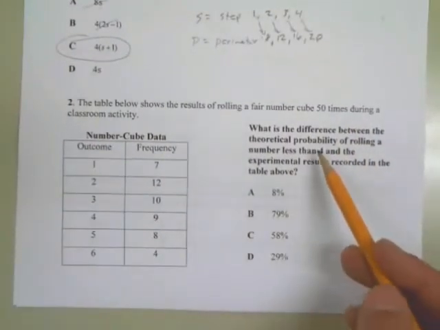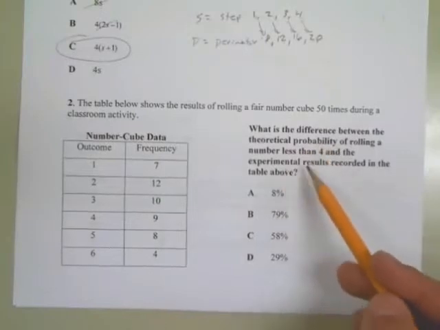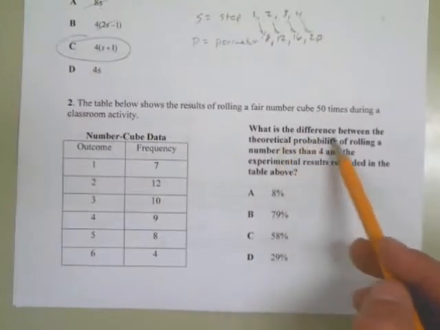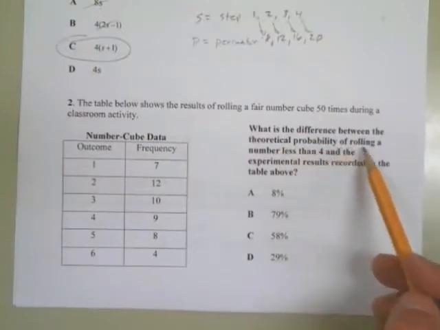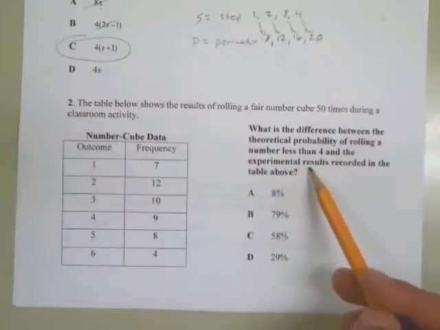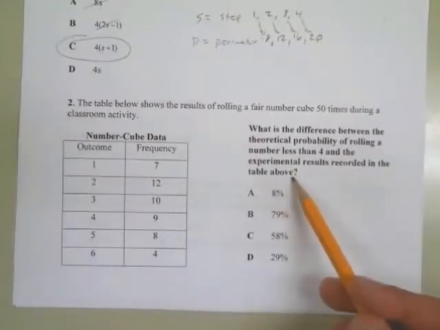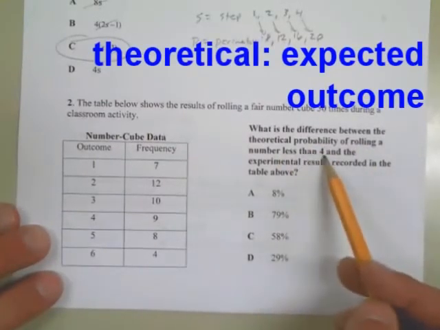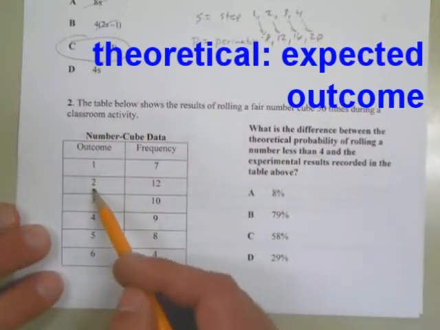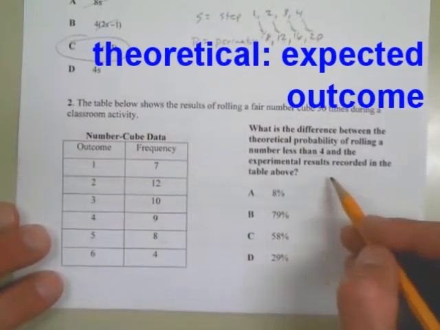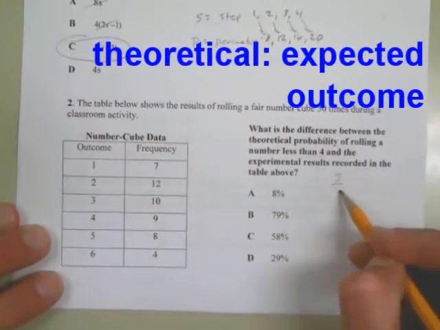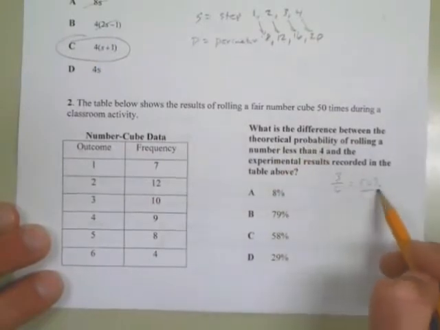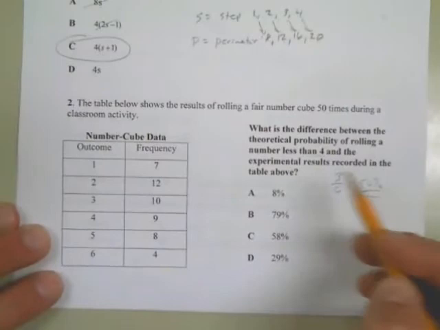Number 2, we have to deal with theoretical probability and experimental probability. If we read the question here, what is the difference between the theoretical probability of rolling a number less than 4 and the experimental results recorded in the table above? For the theoretical probability of rolling a number less than 4, that means it's either 1, 2, or 3. So we have 3 choices out of a total of 6. So that's 50%. So our theoretical probability is 50%.